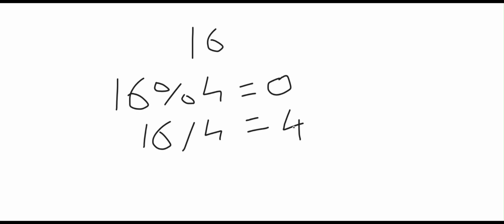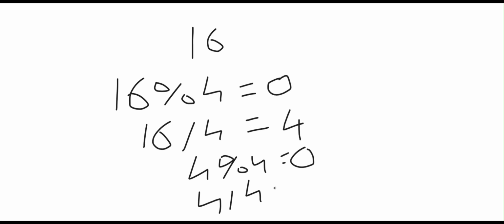Now we'll again check by modding it by 4. So if we mod 4 again by 4, will it return 0? Yes, because 4 is a power of 4. Now again we'll divide 4 by 4. It will return a value of 1. Now if we mod 1 by 4, then it will return the value 1.